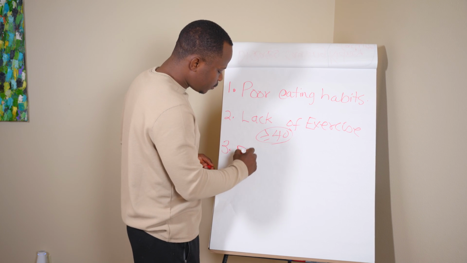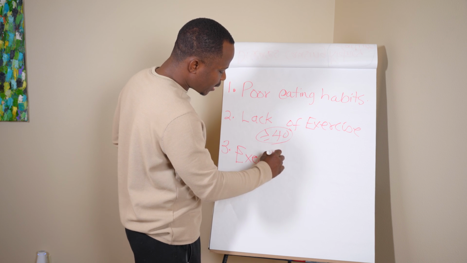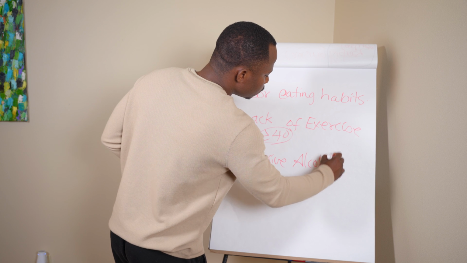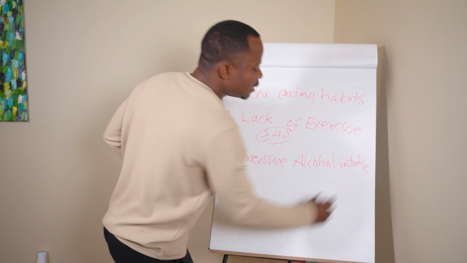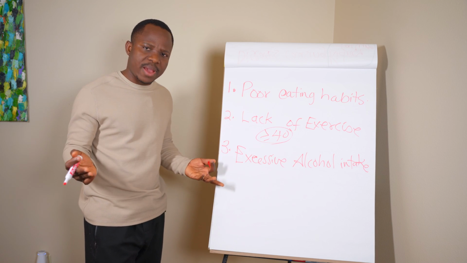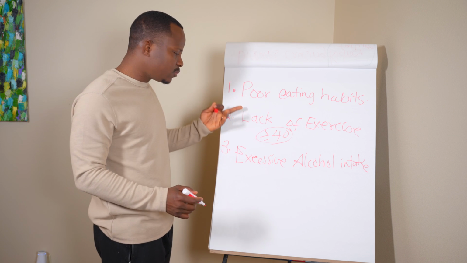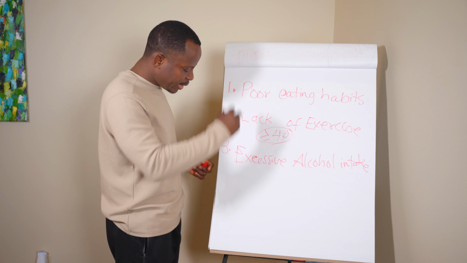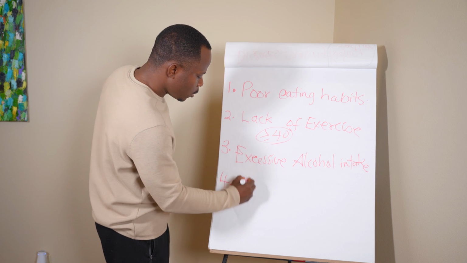Now the next one is excessive alcohol intake. Okay, now what happens with excessive alcohol intake is that alcohol intake essentially is going to increase your risk of hypertension, and once you get hypertension, you are ending up at the same level where you are likely to develop kidney failure.